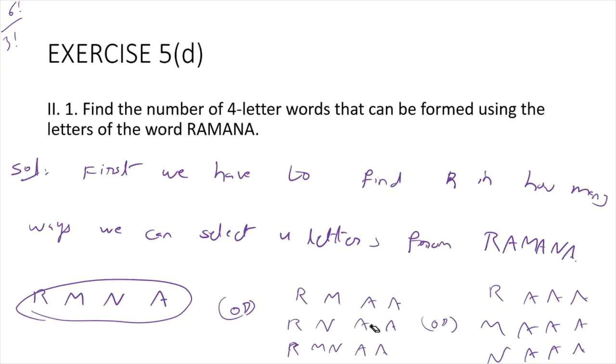Now we have to count how many 4 letter words can be formed. So the number of 4 letter words that can be formed using the letters R, M, N, A, plus the number of 4 letter words using R, M, double A, plus R, N, double A, plus M, N, double A, plus R, triple A, plus M, triple A, plus N, triple A. So this is the precise answer. We have to find how many 4 letter words can be formed using these combinations.